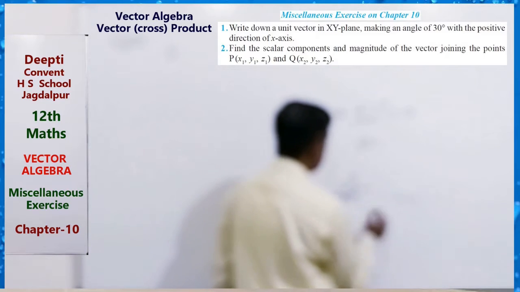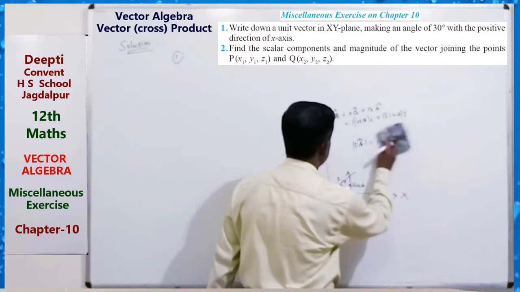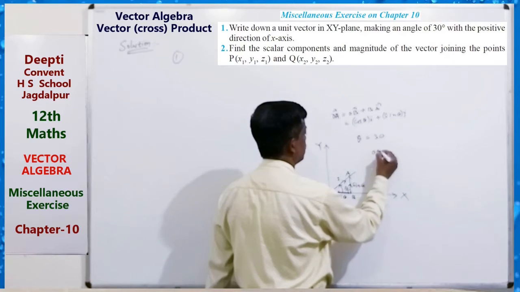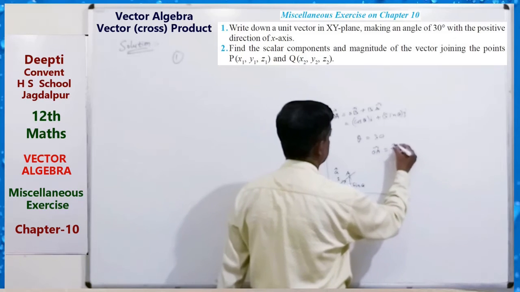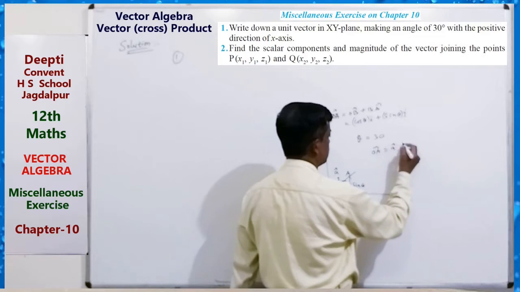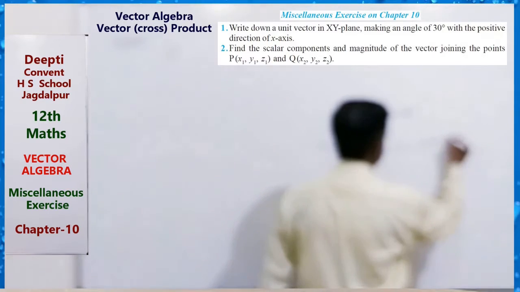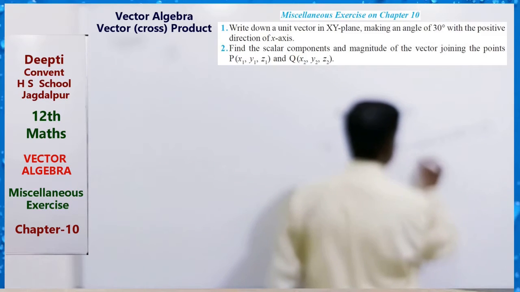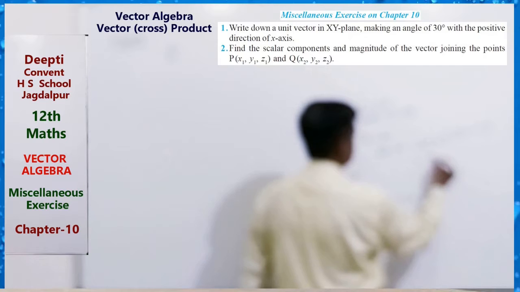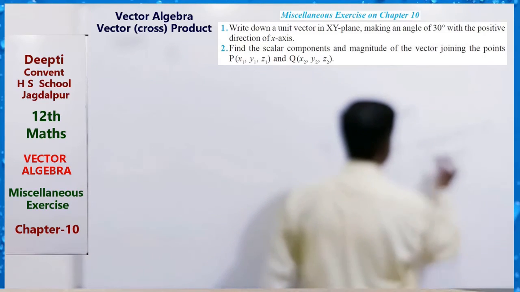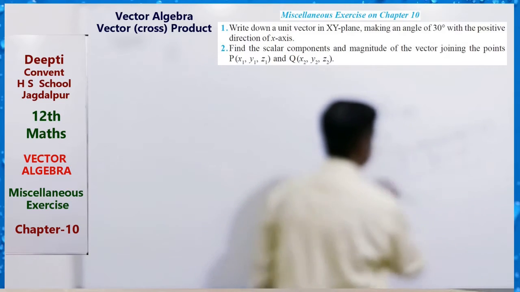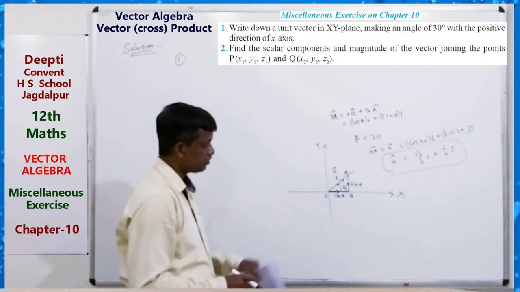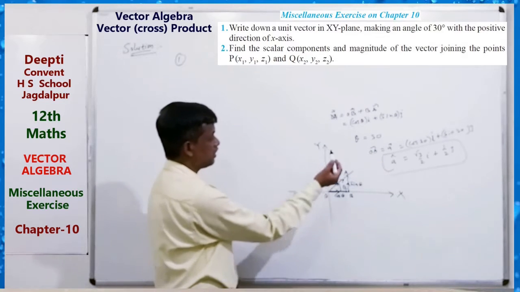Here theta equals 30. So the unit vector OA, suppose this is vector A, is equal to cos 30 into I plus sin 30 into J. So cos 30 is root 3 by 2 I plus sin 30, 1 by 2 J. So this is the unit vector: root 3 by 2 I plus half J. Means in the xy plane, a unit vector can be written like this.